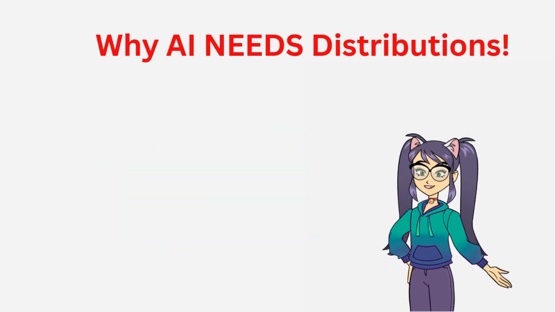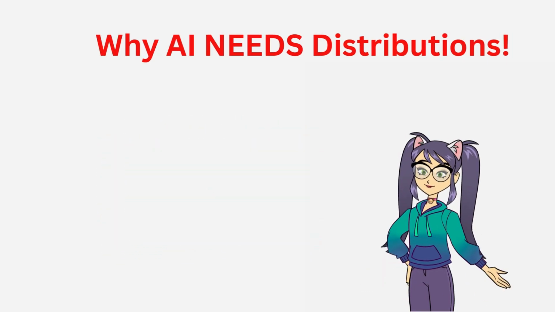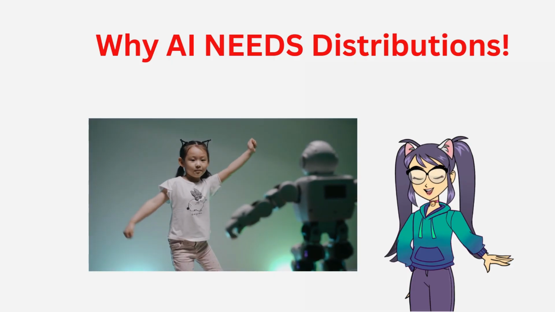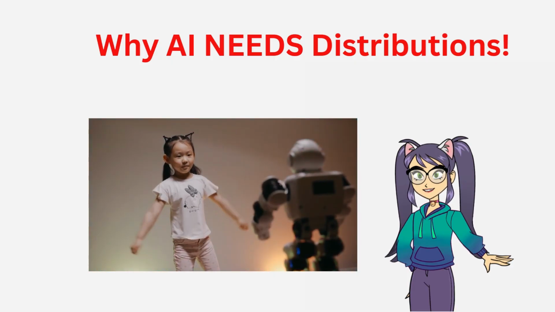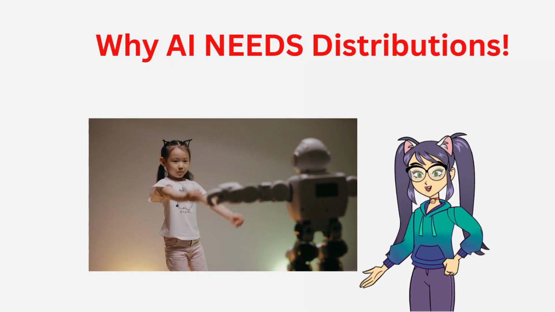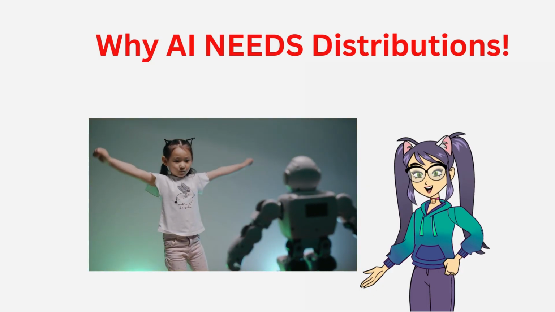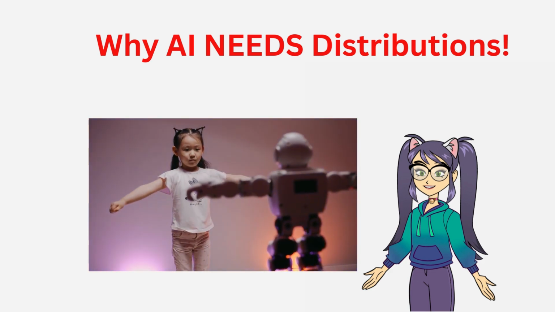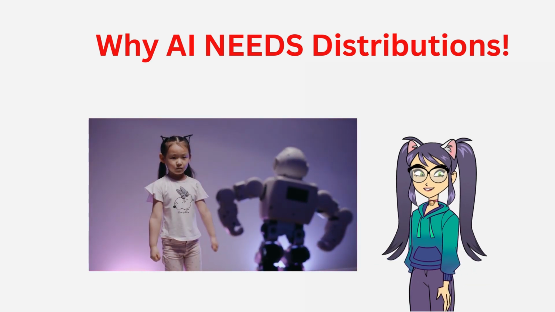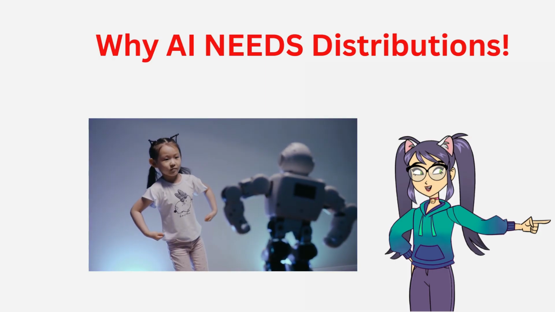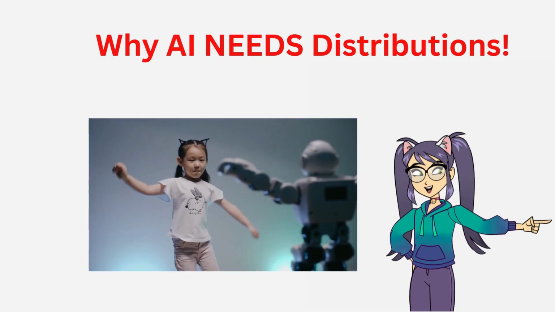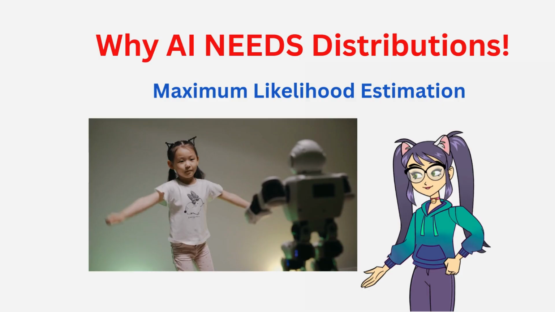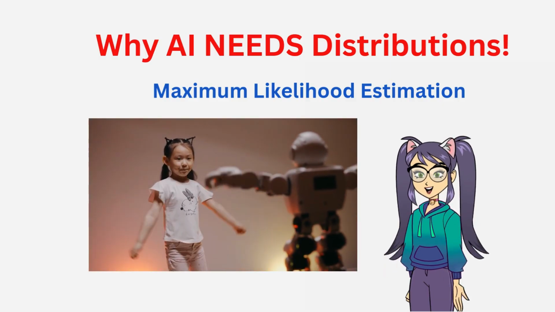Even the process of learning an AI often relies on distributions. Think about training an AI model. You show it lots of examples. How does it learn? Often, the goal is to adjust the AI's internal settings so that the data you showed it becomes as likely as possible according to the AI's model. It's trying to find the settings that best explain the distribution of the data it saw. Fancy terms like maximum likelihood estimation are all about this idea.